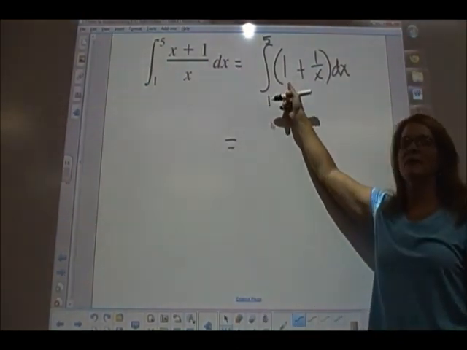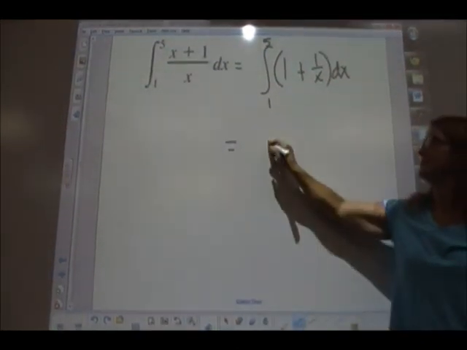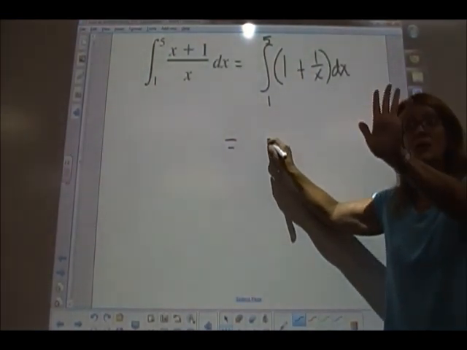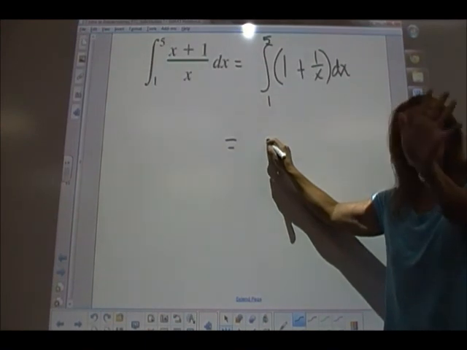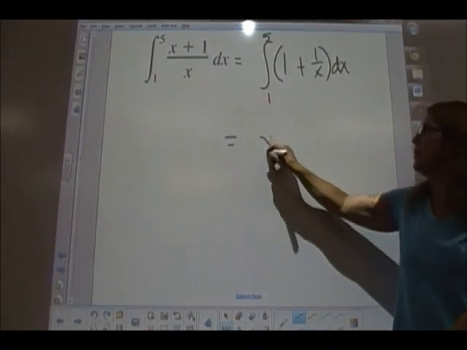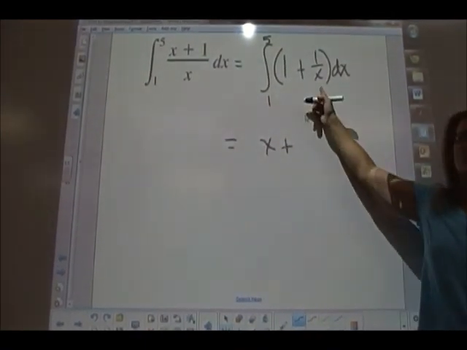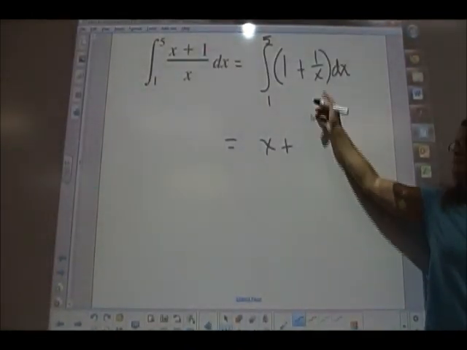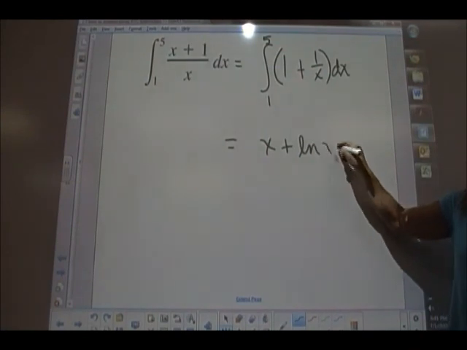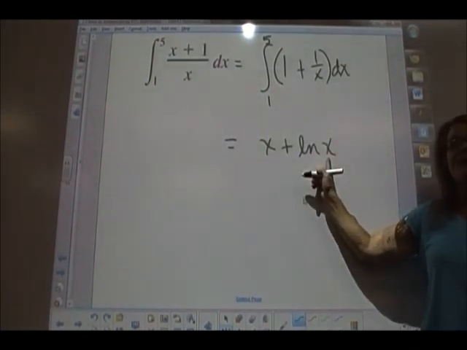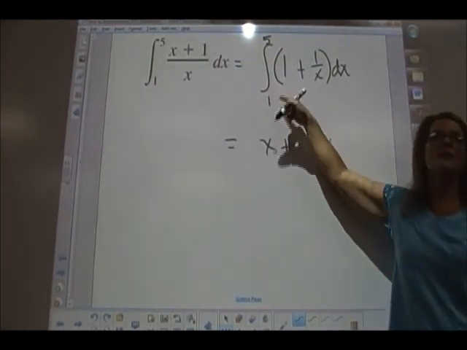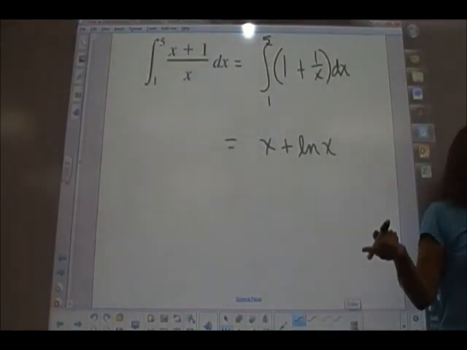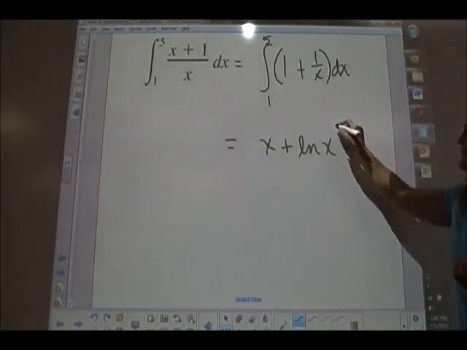What's the antiderivative of 1 dx? X plus C. Okay, but since it's a definite integral, I don't need to worry about the c. Remember, the c is going to cancel out since it's definite. Plus, do you know the antiderivative of 1 over x dx? Or ln of the absolute value of x. And I won't need absolute value here because my boundaries are both positive. You're only going to need absolute value if you're trying to plug in boundaries that are negative.